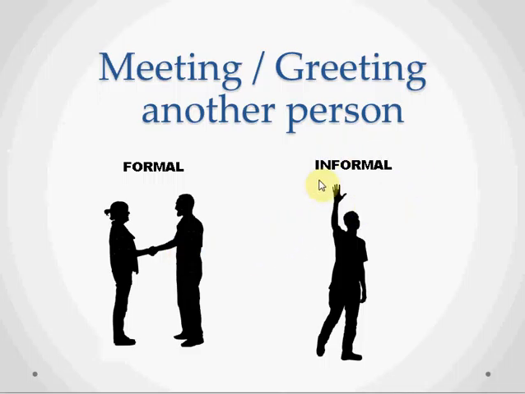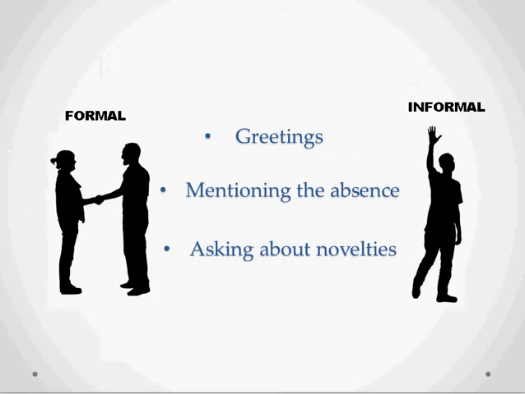And we use an informal language when, for example, we are talking to a friend, a very good friend, or a relative, a brother, a sister, somebody in our family. So let's see what happens when we usually meet and greet another person. So first of all, okay, there are usually three steps.